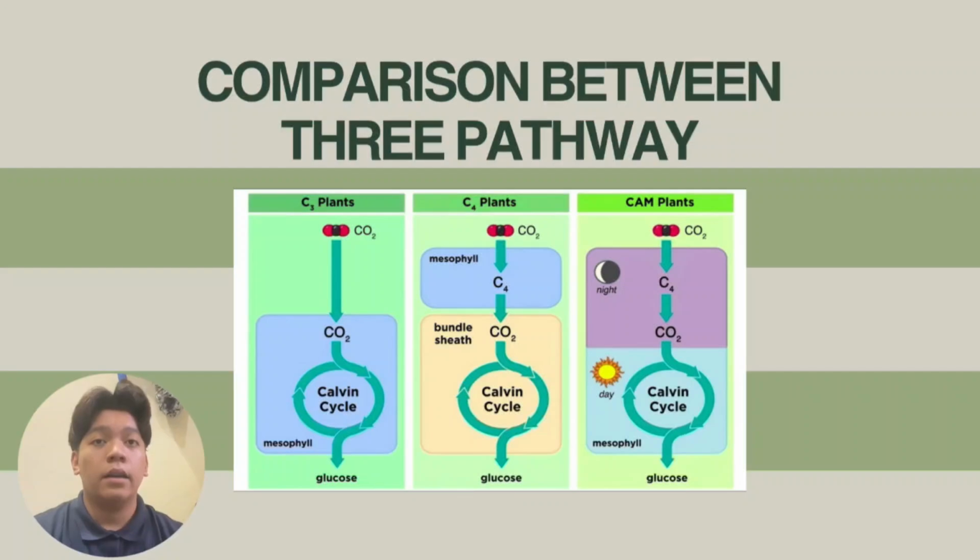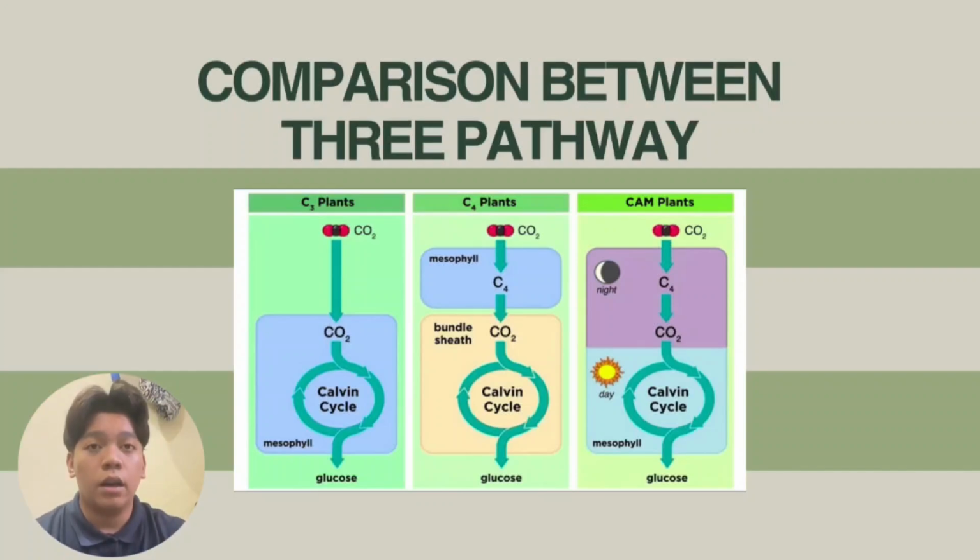This slide shows the comparison between the C3 pathway, C4 pathway and CAM pathway. First, I will explain about the C3 pathway. The C3 pathway plants are suitable for cool and moist conditions, but are less efficient in hot weather because of photorespiration.